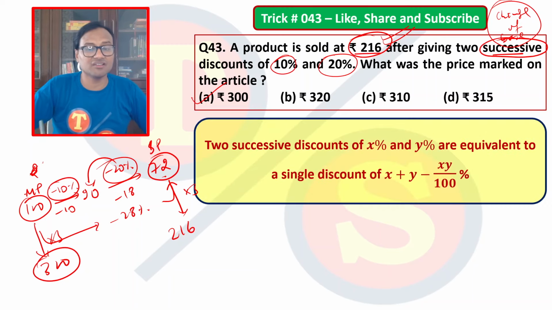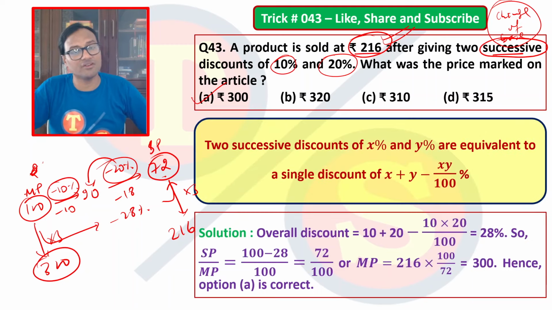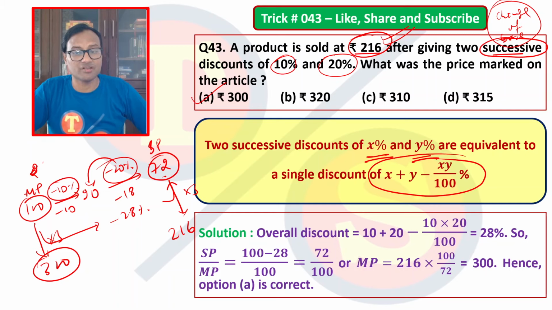So check the answer options. And then the third thing is the formula that I have written over here. Whenever there are two successive discounts, then basically the single discount that is equivalent to them is x plus y minus xy upon 100. Remember, because both the discounts are negative, that is why we have to put minus sign over here. Then you can calculate the single discount.